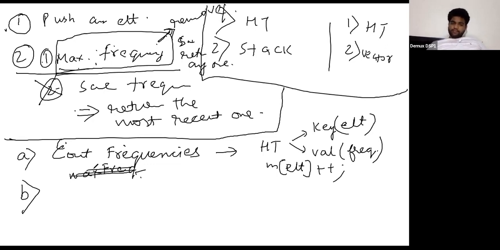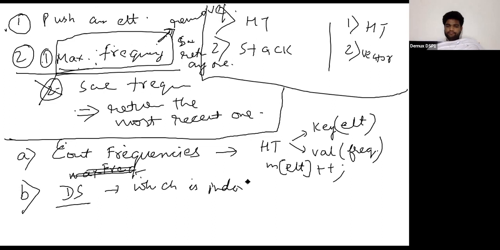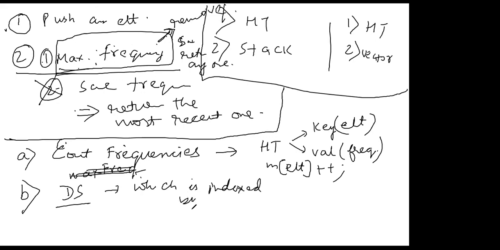So let's see. The next observation is that I need to store frequencies as well. So I need to retrieve the maximum frequency. So basically I need some data structure which is indexed by frequency, right? Like we can use, let's say, a map in this case, which stores the frequencies itself and it increments by itself.